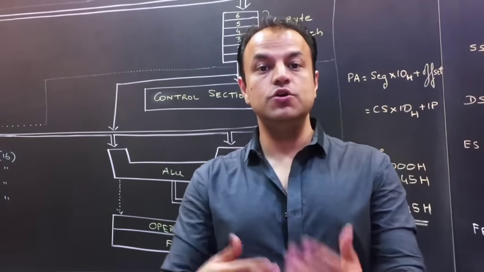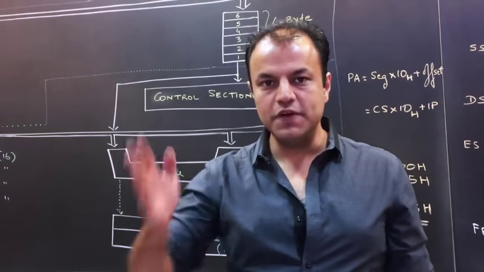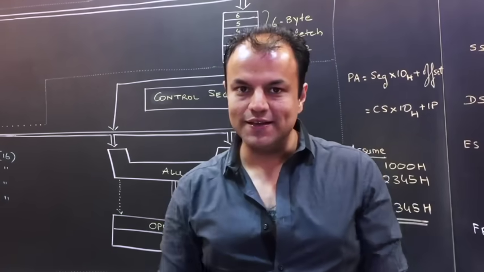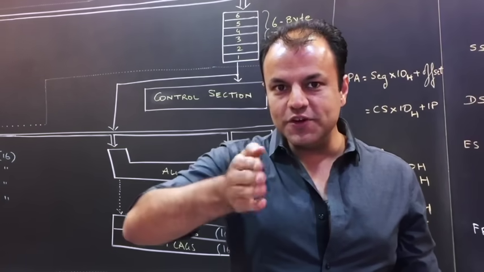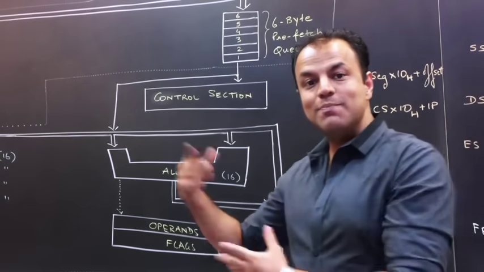What is the advantage? You are saving time. So what happens? A normal processor works like this: fetch, execute, fetch, execute, fetch, execute. 8086 works like this: fetch, execute, execute, execute, execute, only executions. Yes, it is fetching, but that fetching happens alongside.